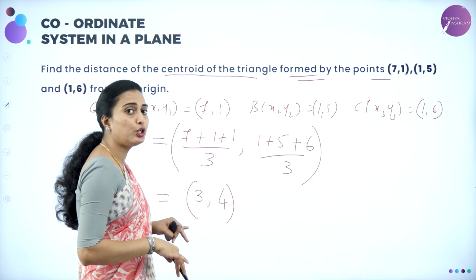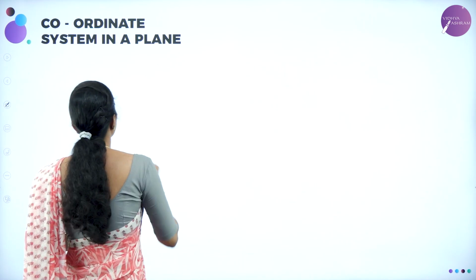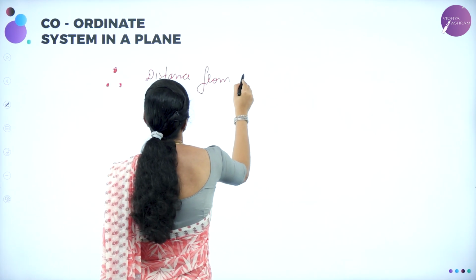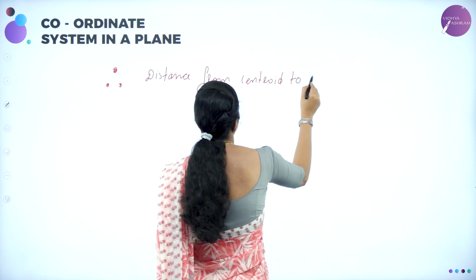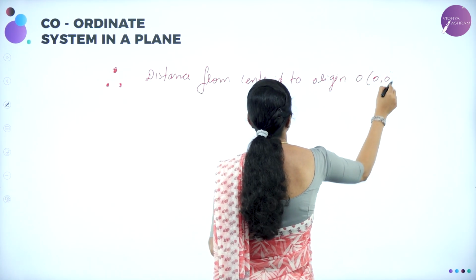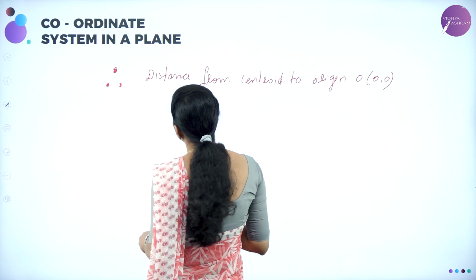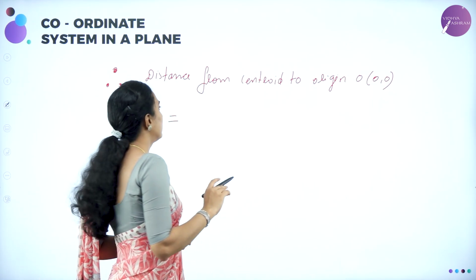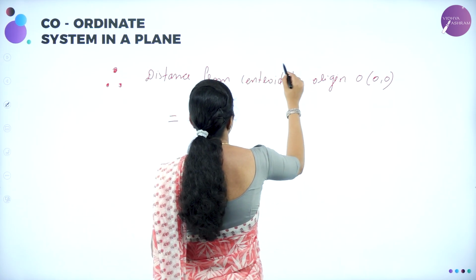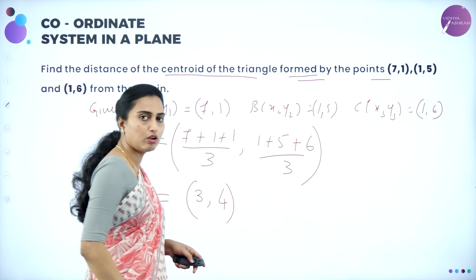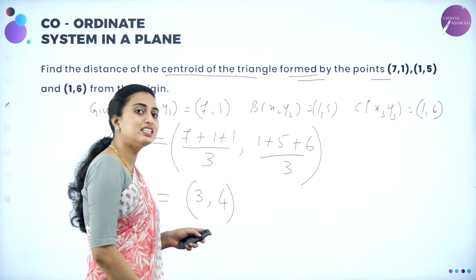Distance from the centroid to the origin. Therefore, distance from centroid to origin. Origin means 0, 0. O of 0, 0. Centroid they have given as 3, 4. What is the distance formula? The centroid 3, 4 we have found just now. From this to origin the distance they have asked.